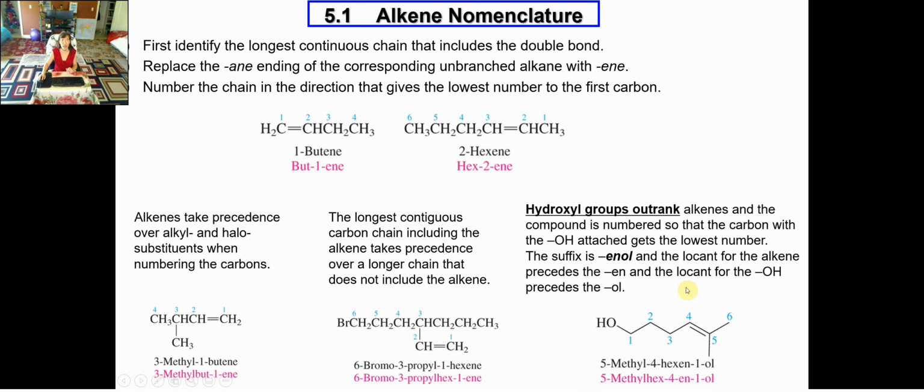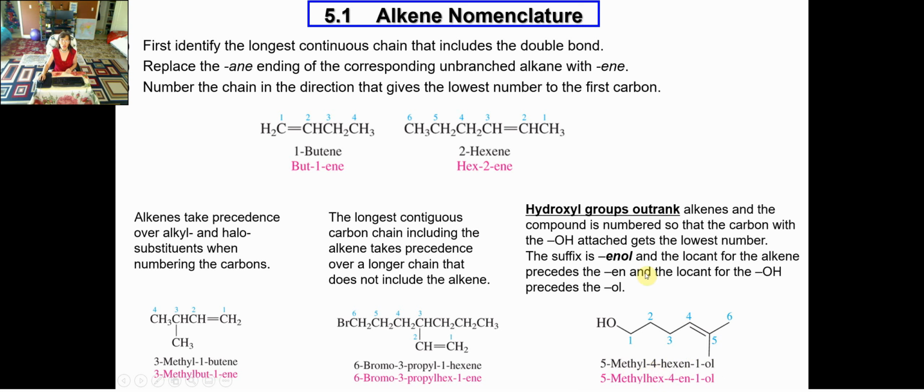It's an enol. You change the alkene E to OL. This suffix will be your enol. And then your OH is located at the smallest locant. And then your double bonded carbon will be the second priority. This molecule is named as, you have a methyl on the 5th carbon, you call it 5-methyl, double bond located between 4 and 5, you call it 4-hexene. Number 1, you can call it hexenol. So hexenol, which has OH on the number 1 carbon: 5-methyl-4-hexen-1-ol.